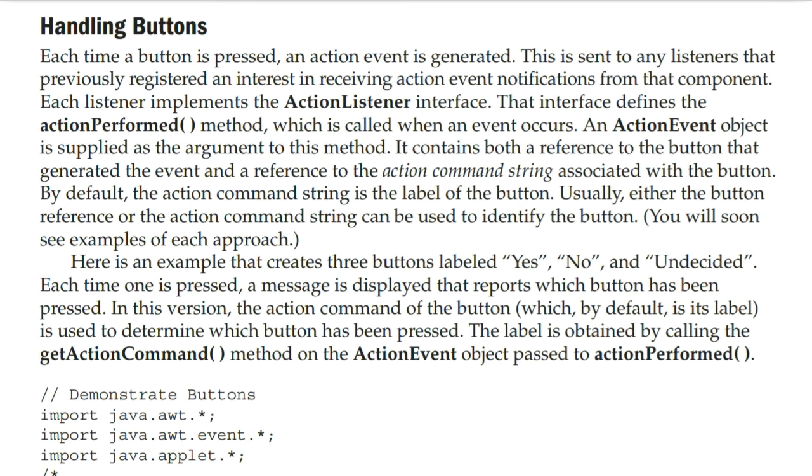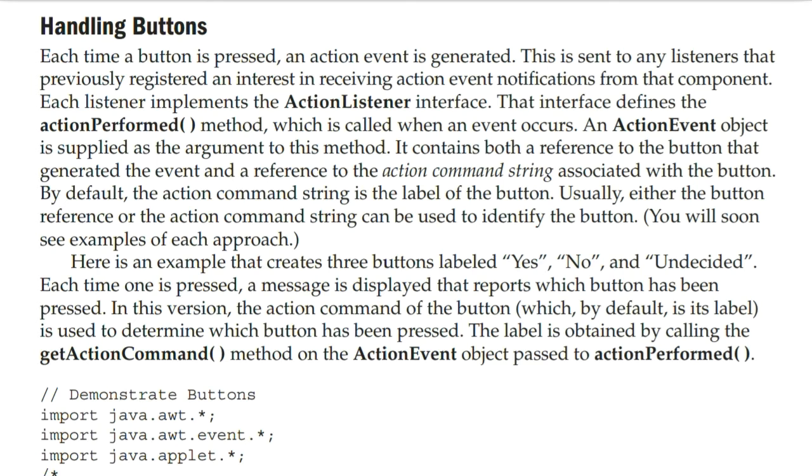It contains both a reference to the button that generated the event and a reference to the action command string associated with the button. By default, the action command string is the label of the button. Usually, either the button reference or the action command string can be used to identify the button. You will soon see examples of each approach.